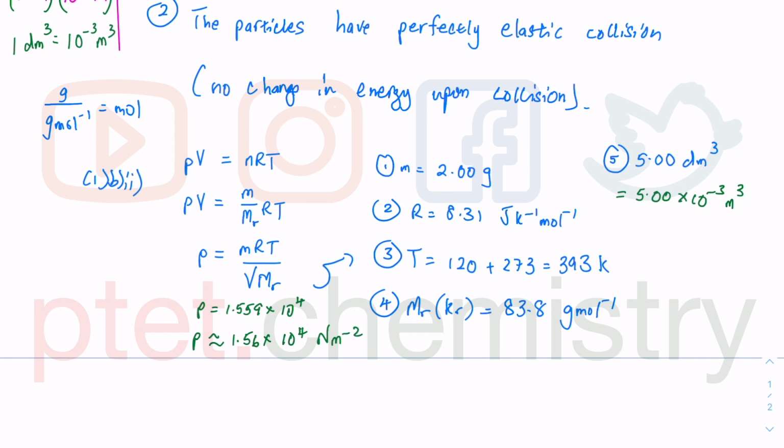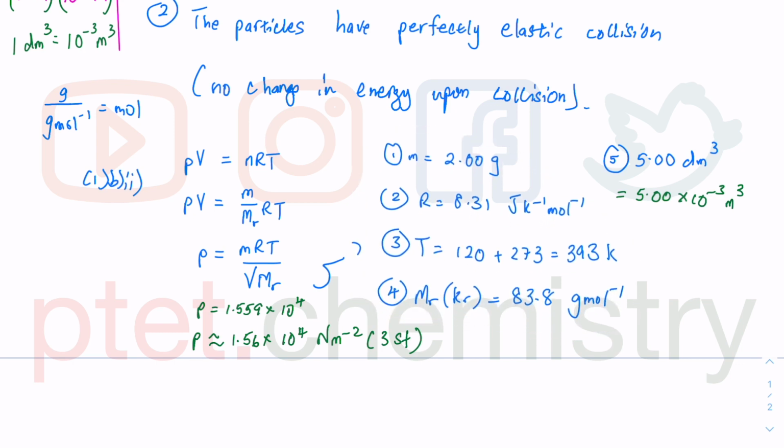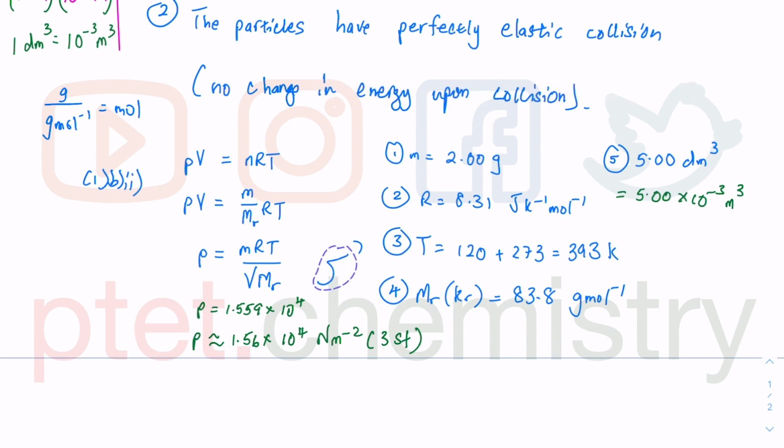So I'm giving my answer to 3 significant figures because if you look at the data, 2.00 gram is 3 sig fig and the 5.00 dm cube is 3 sig fig. So the appropriate number of significant figures would have been 3 significant figures. Alright, so that's it really for this calculation question. I'm going to move this up a little bit because I don't want the space to be running out at all. Alright, and that's not the end of the question yet.